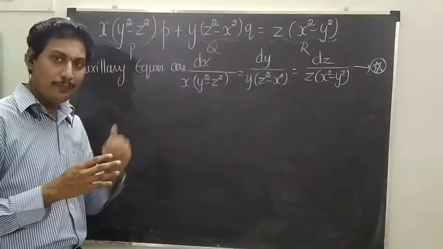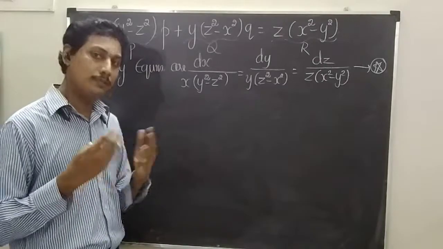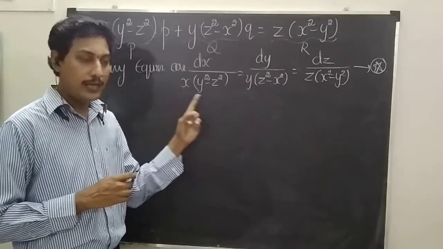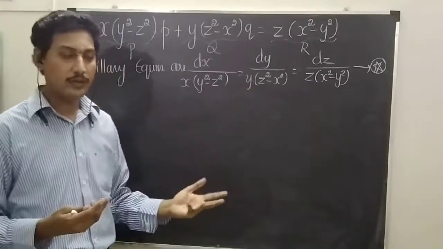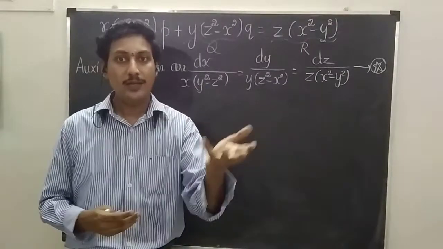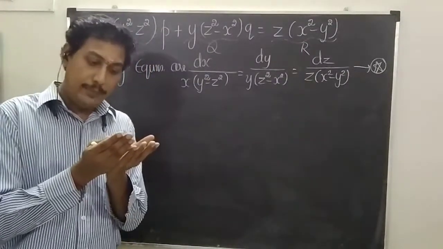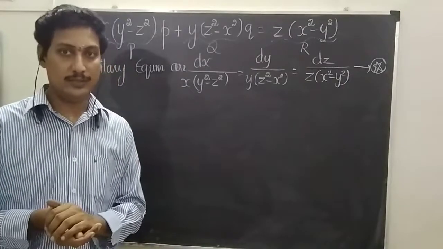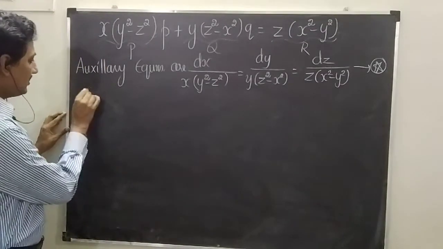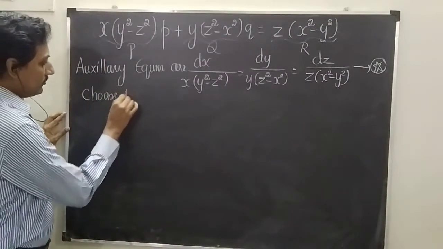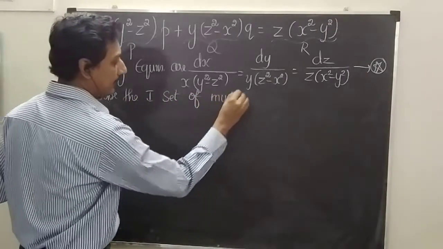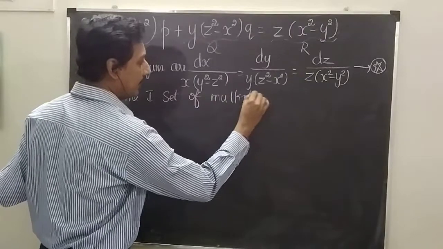To make the degree uniform, the best way is to multiply by one more x, so this becomes x squared. I can multiply by one more y, this becomes y squared. I can multiply this with z, this becomes z squared. So that each one has equal degree. So the homogeneity is maintained, and automatically the cancellation is possible. So I can choose the first set of multipliers as x, y, z.